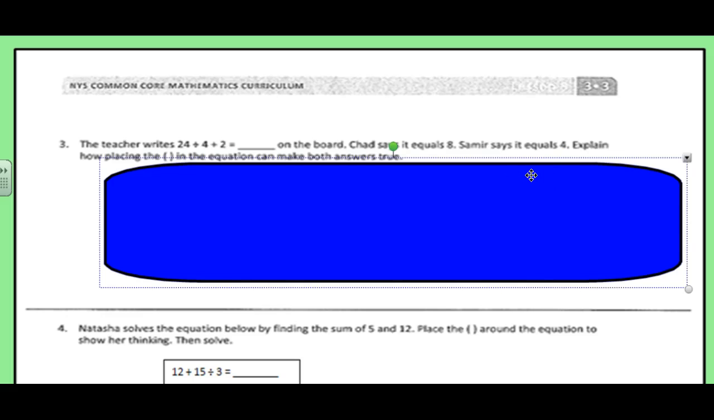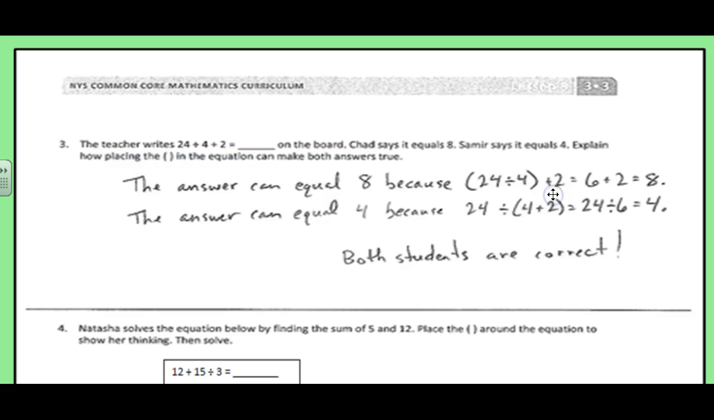So, whenever I take that and I write both equations, the answer can equal 8 and the answer can equal 4. Because if I'm taking 24 divided by 4, I know that that gives me 6. And I know that right here, 6 plus 2 gave me 8. I also know that if I take 24 divided by 4 plus 2 and I do 4 plus 2 first, that's 6. So now I'm taking 24 divided by 6 and that equals 4.